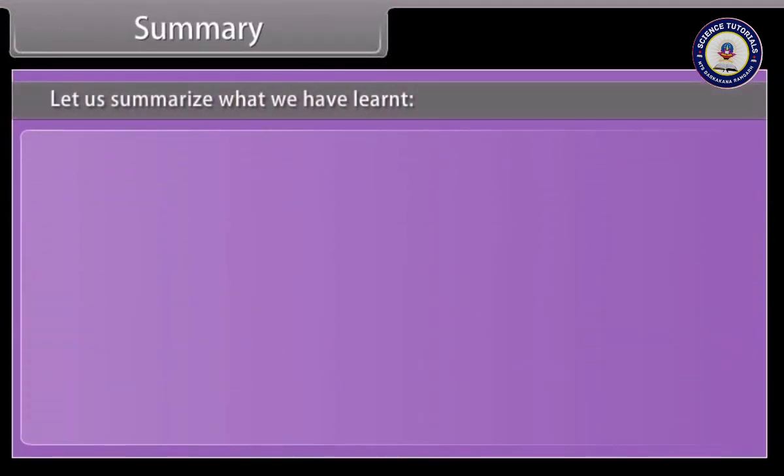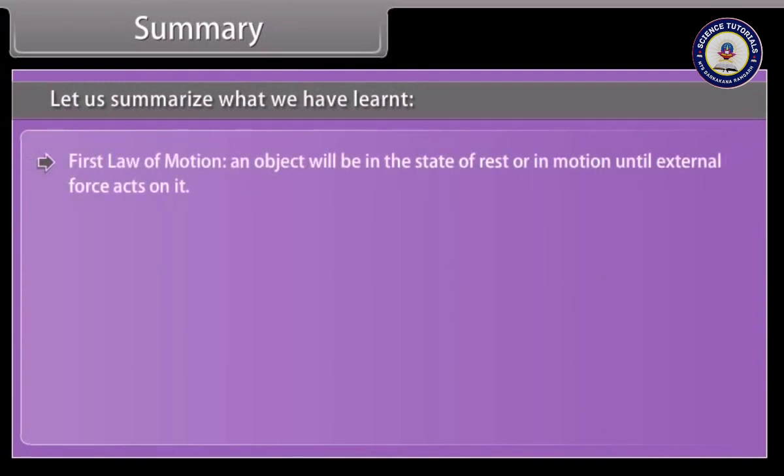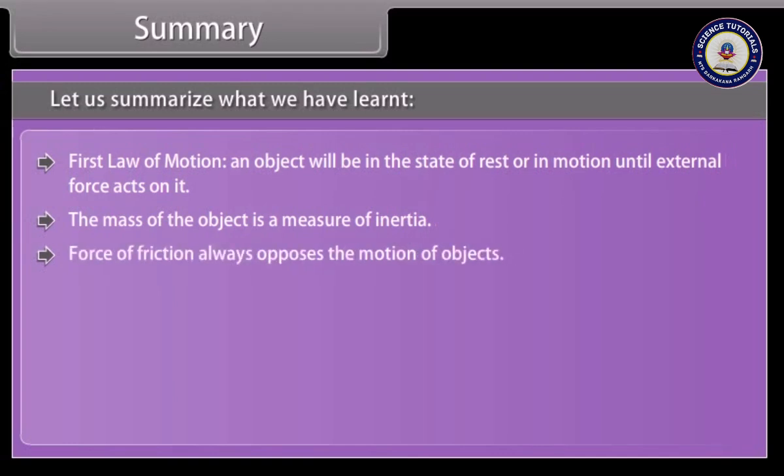Summary. Let us summarize what we have learned. First law of motion. An object will remain in a state of rest or of uniform motion until an external force acts on it. The mass of the object is a measure of its inertia. Force of friction always opposes the motion of objects.